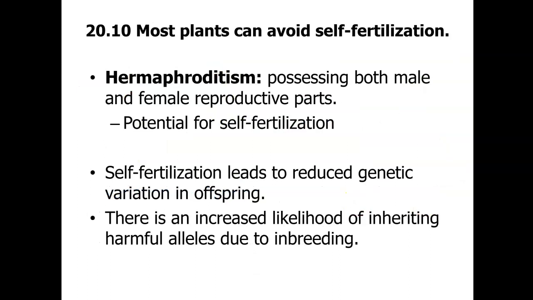So most plants can avoid self-fertilization. The way they do this is going to be hermaphroditism. This is going to be the process of consisting of both male and female reproductive parts. So there is going to be a potential here for self-fertilization. When self-fertilization is there, it's going to lead to the reduction of genetic variation in offspring. And then there's also going to be an increased likelihood of inheriting harmful alleles due to inbreeding.